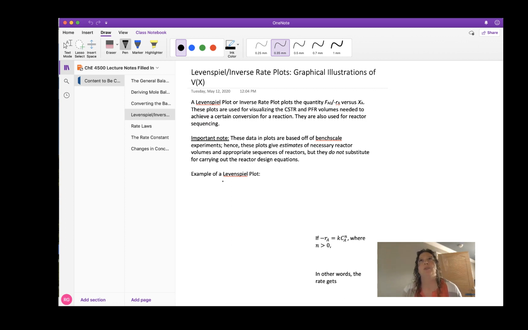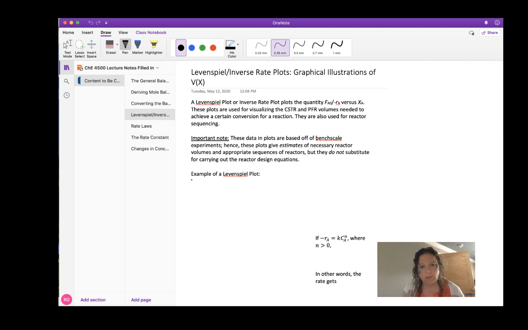We can use those plots to provide initial estimates about what types of reactors we should use for a reaction, or how we should sequence reactors. Now, this information gives an estimate, so it doesn't give the full picture. To give the full picture and to scale up for an industrial reaction, we'd actually have to write out the reactor design equations. But this method provides a nice way to look at the reaction and how it's proceeding and come up with a first pass at how to design a reactor.